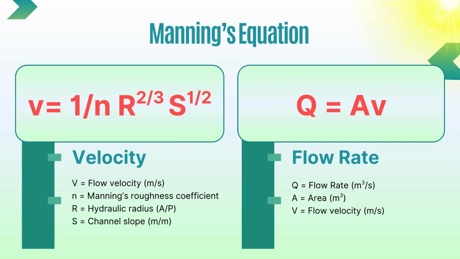These formulas, Manning's equation and the flow rate equation, are essential tools for agricultural and biosystems engineers. They help us design canals, ditches, and floodways that are efficient, safe, and suited to their environment.